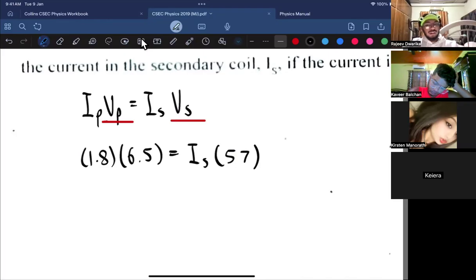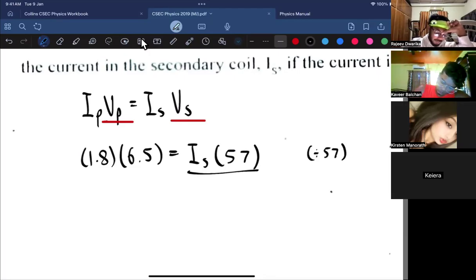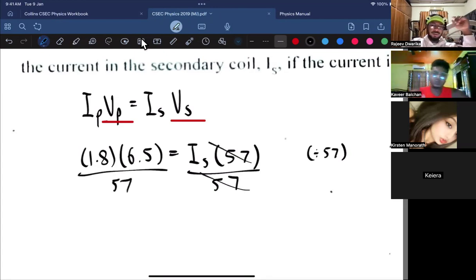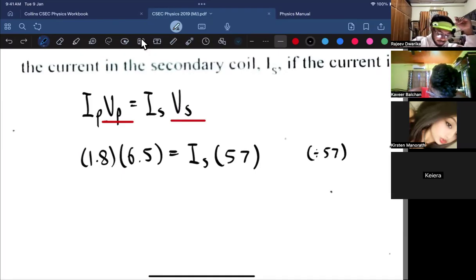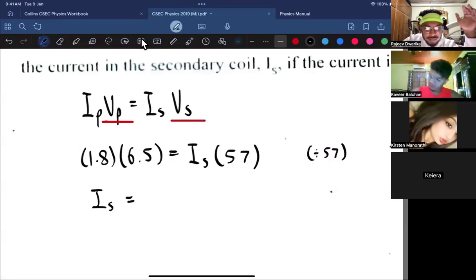Justin? Try to answer here. Divide by 57 on both sides. Yeah, we divide both sides by 57. So we cancel off. If anybody is confused out there, this is why we divided by 57. So we cancel off and give us IS. Right, so IS will be equal to 1.8 times 6.5. What is 1.8 times 6.5?